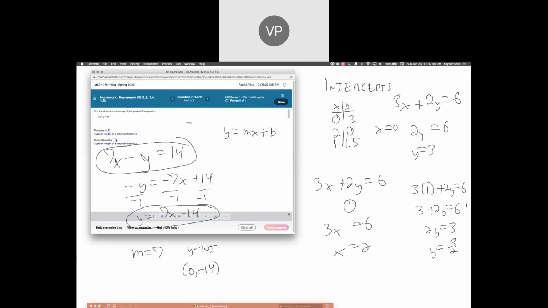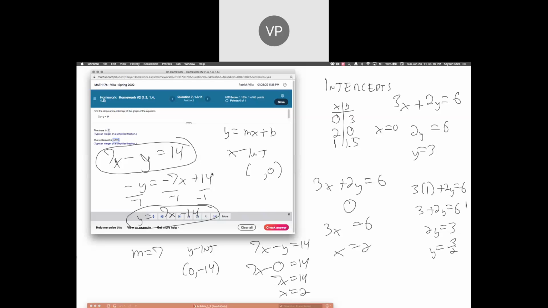To find the x-intercept, we're just going to put in a 0 for the y. It doesn't matter which one we use. I'll take that first equation right there, put a 0 in for the y. So I get 7x equals 14. And then divided by 7, I get x equals 2. And there's my x-intercept. Now remember, it's a coordinate like this.